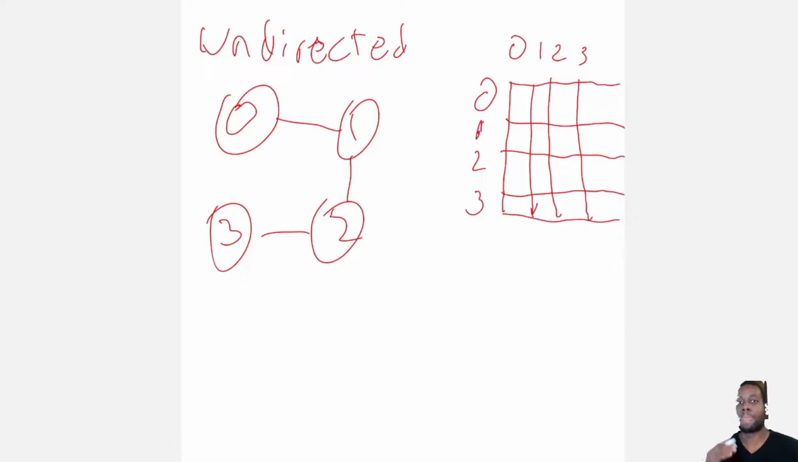Now we could easily store that. I told you it's undirected, so that means we could go from 0 to 1, or from 1 to 0. It's bi-directional. I've already gone over that in my other video in great detail, so I recommend you check that out.